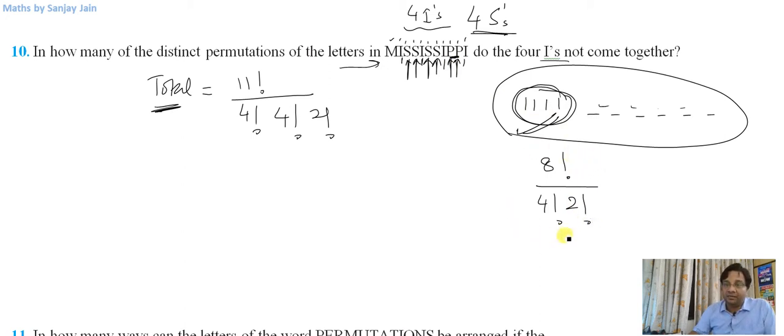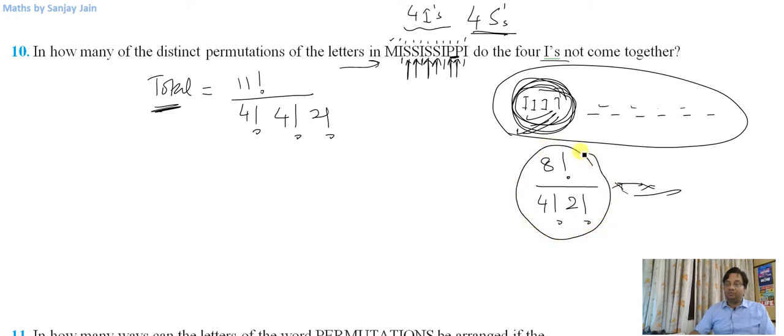So these many arrangements will be there when I's are together. I don't have to multiply it with the number of arrangements among these, because these are all I's, so they can be arranged only in one way, right? So I don't have to multiply it with anything. So this is the total number of arrangements when 4 I's are together, so I have to subtract this from the total. So this will be my answer.